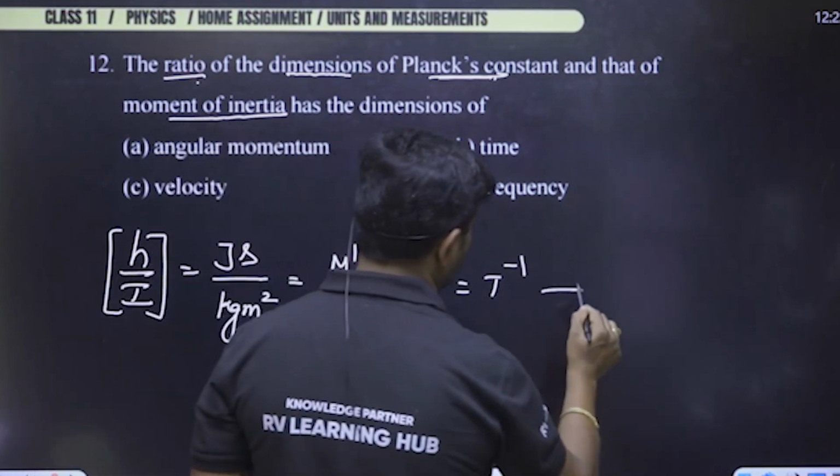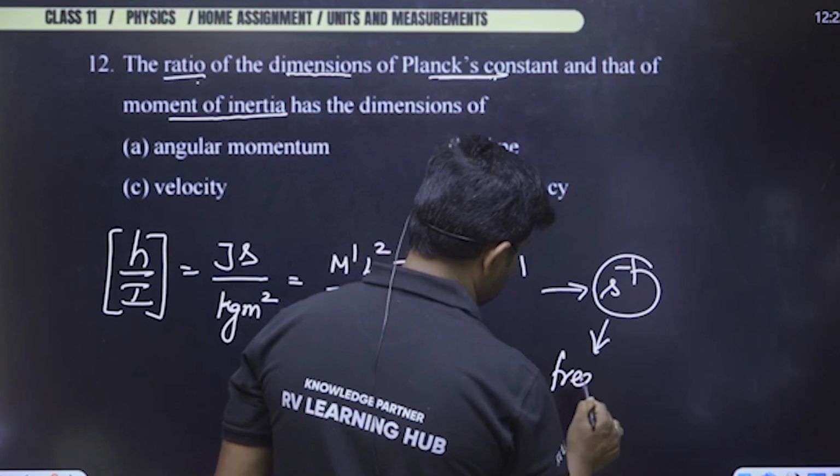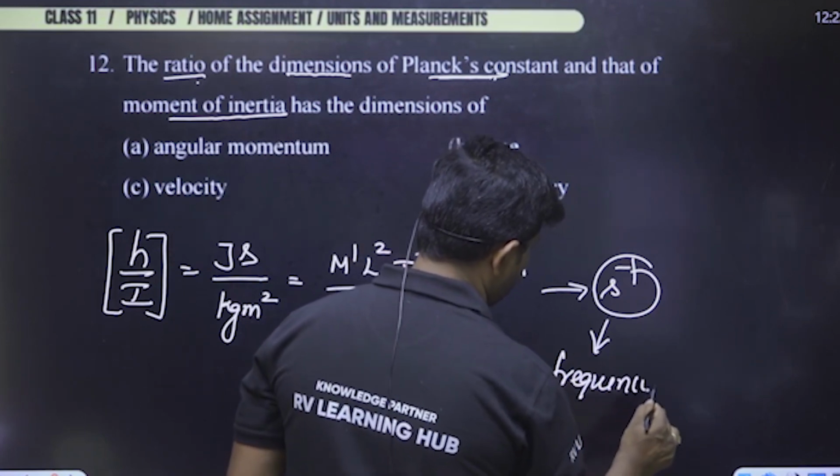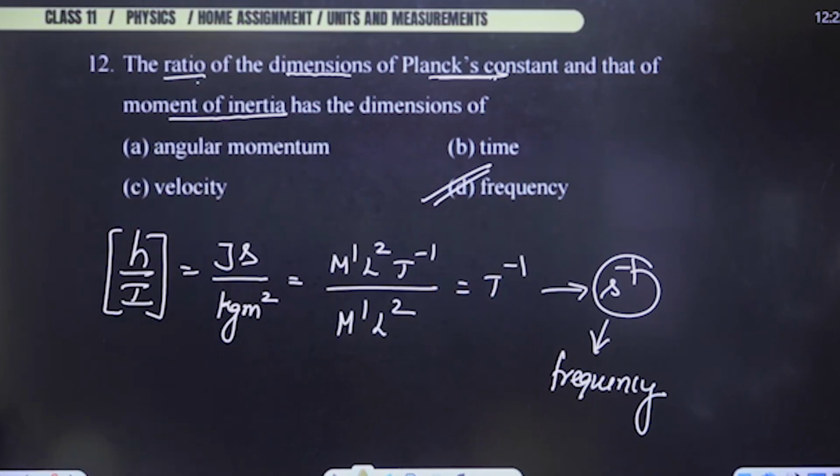T power minus 1 indicates per second. Per second will go for what here? Frequency. Hence we can select option D as the right answer. Option D is the right answer. Is it clear? You understood how we should do it, right? So similarly, let's move on to the next question.